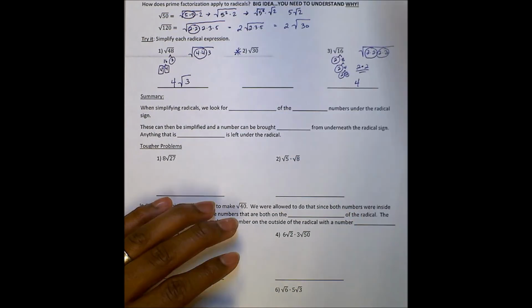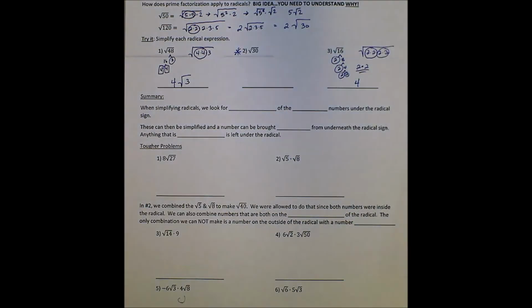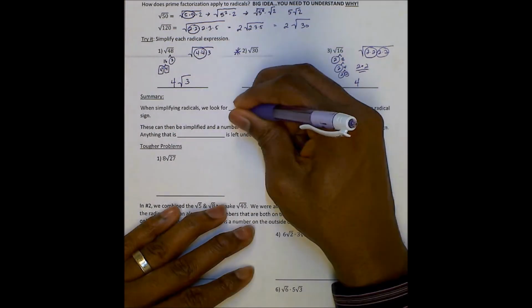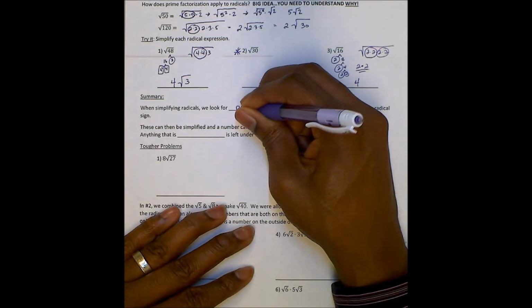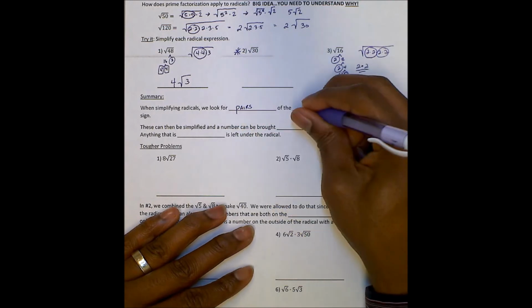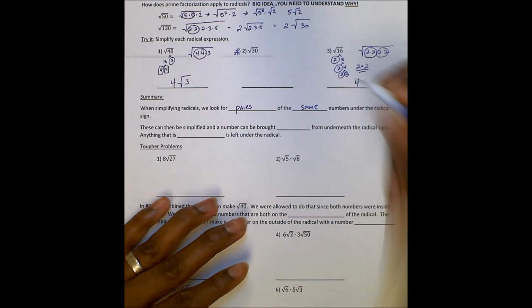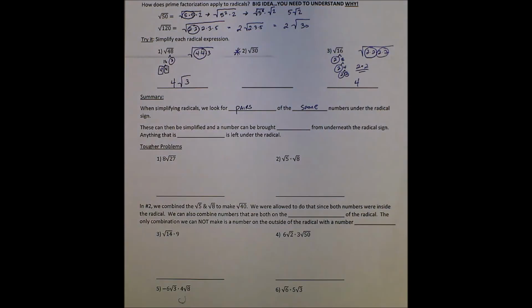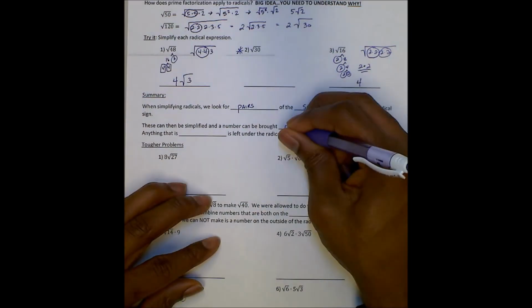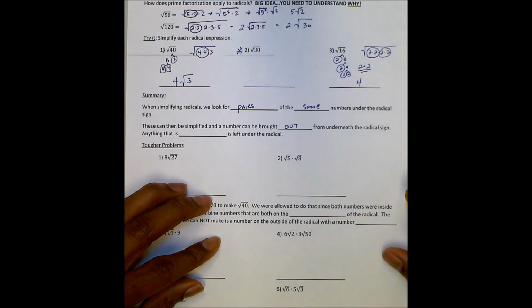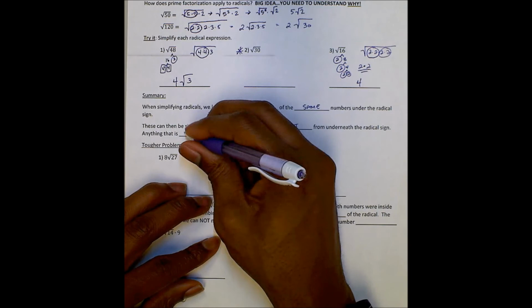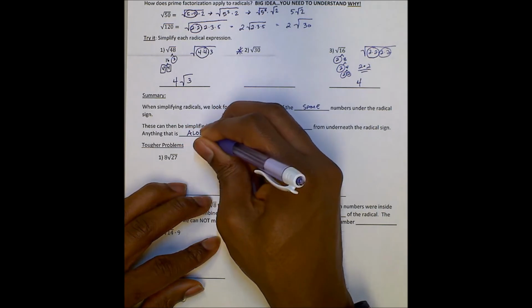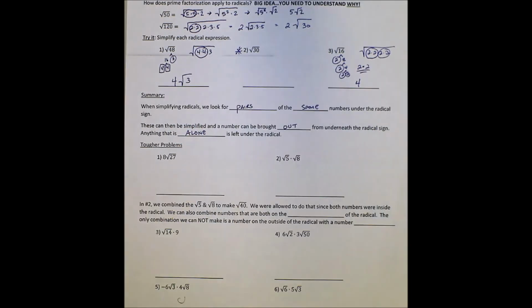Make sure you do number 2 for me. When simplifying radicals, we look for pairs of the same number under the radical sign. These can be simplified and a number can be brought out from underneath the radical sign. Anything that is alone is left under the radical.